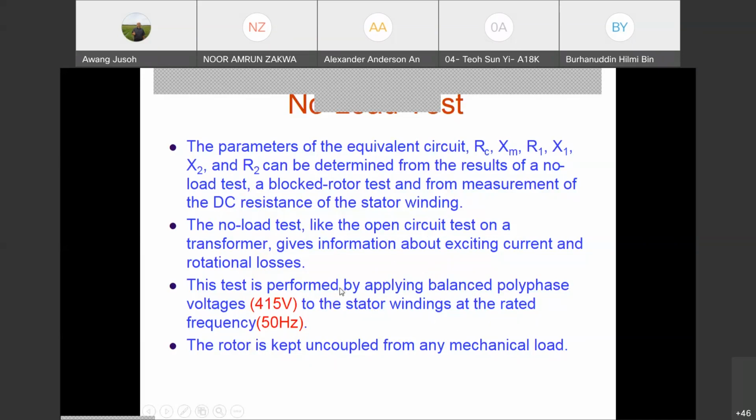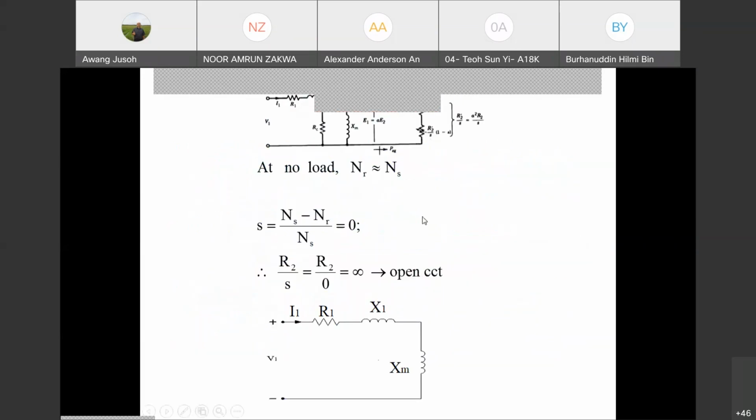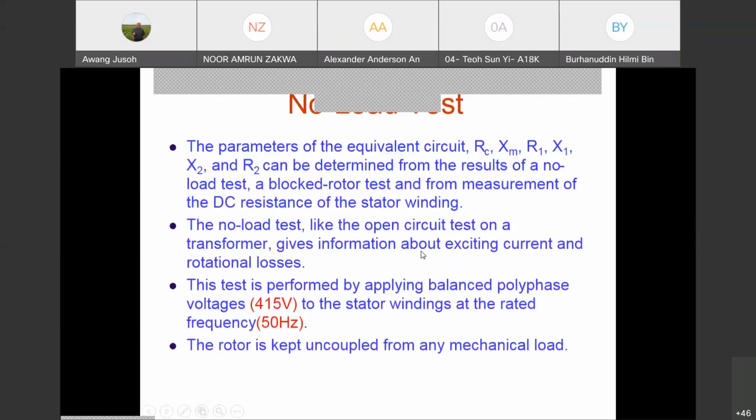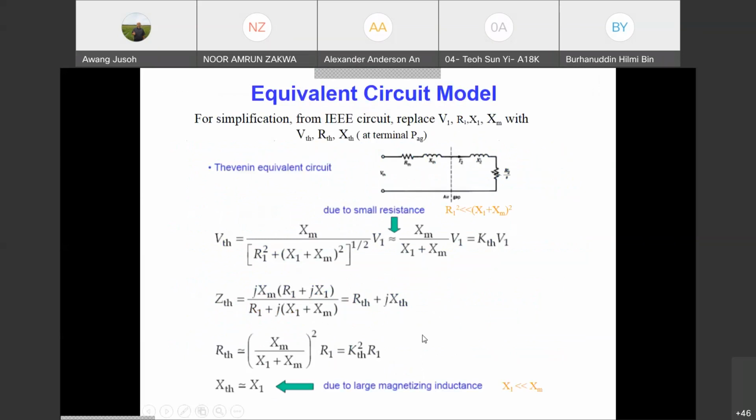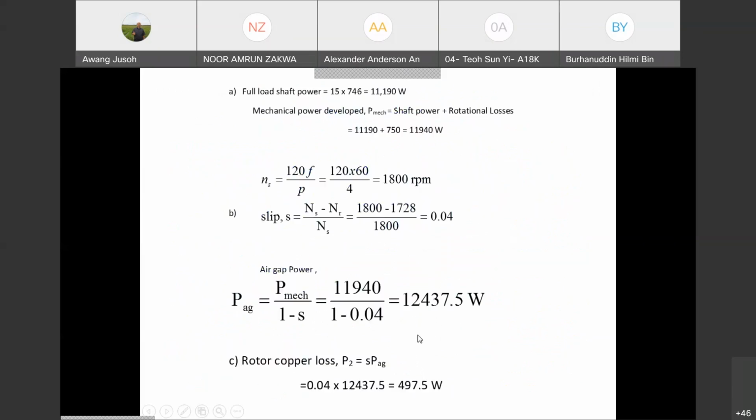Understand? That's the no-load test. Alright, so I go back to this circuit here. This is the circuit from just now, right? What happened during the no-load test? If you see the equation for the slip, this is the slip equation, right? Ns minus Nr over Ns.